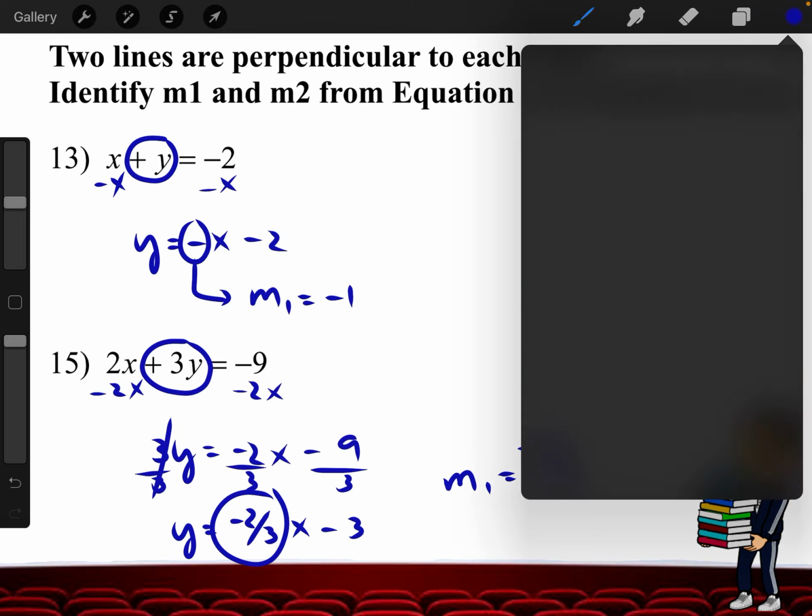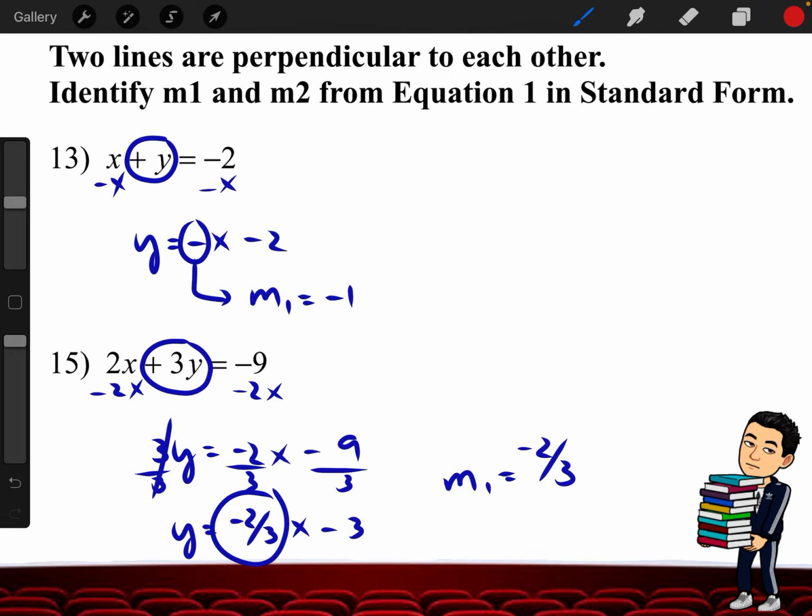Okay, now let's find out what the M2s are. For M2, think about the opposite of negative 1. It's going to be positive 1. The reciprocal of it is just flipping 1/1, right? So it's still going to be positive 1. You don't have to write positive, so just put 1.